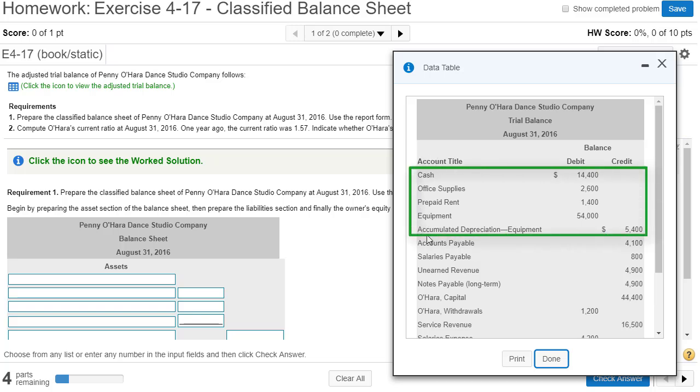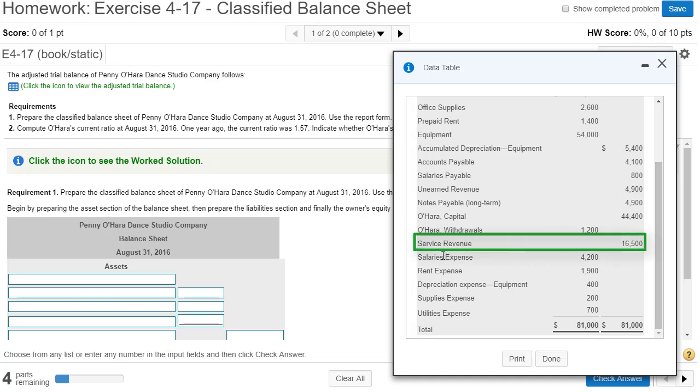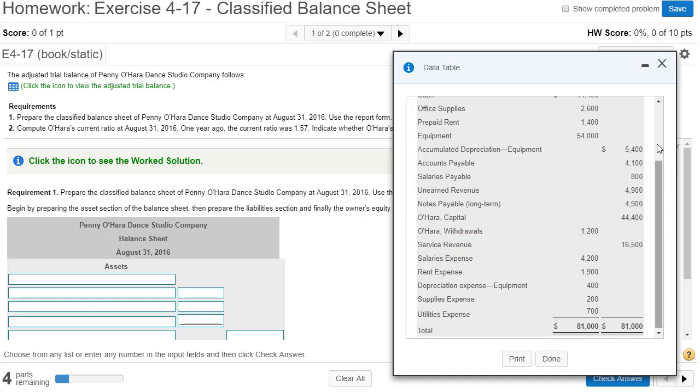assets, liabilities, capital and draw, revenues, then expenses.